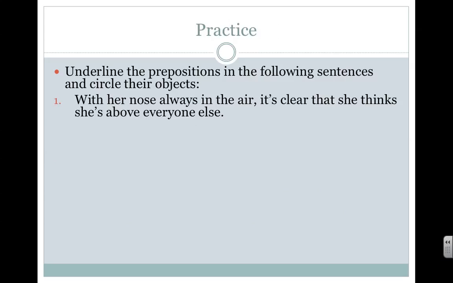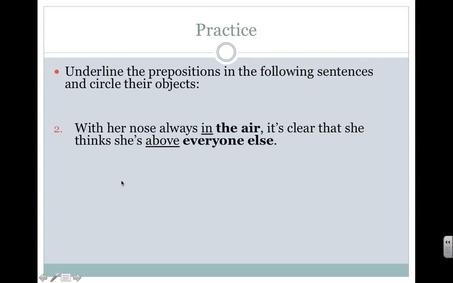So we're now at our practice. What I need you to do this time is to underline the prepositions in the following sentences and circle their objects. So let's do the example together. With her nose always in the air, it's clear that she thinks she's above everyone else. So I'll refer to a list of prepositions and I'll see that in and above both function as prepositions, and I'll ask myself, her nose always in what? The object is the air. That is what her nose is in.